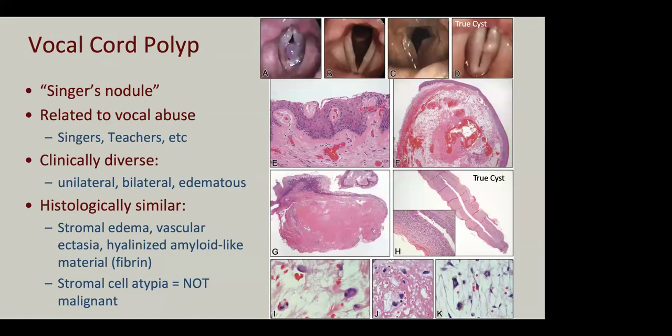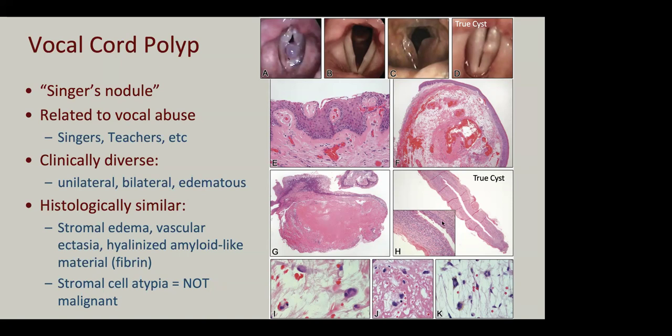Very commonly, we see vocal cord polyps. These are related to vocal trauma, singers, teachers, etc. They can be unilateral or bilateral. They present with a range of histology, anywhere from ectatic stromal vessels, myxoid stroma, hemorrhage, thickened basement membranes, this eosinophilic amyloid-like material, which is not, in fact, amyloid, to atypical stromal cells. We call them vocal cord polyps, and move on.